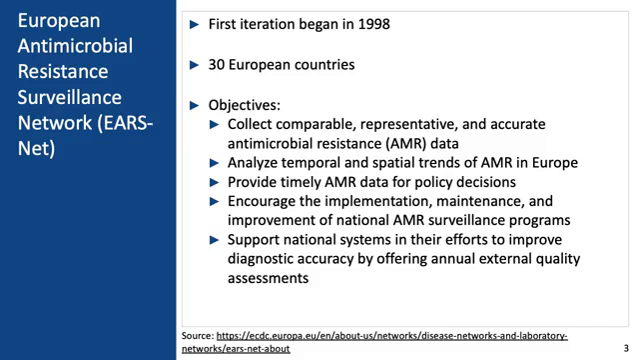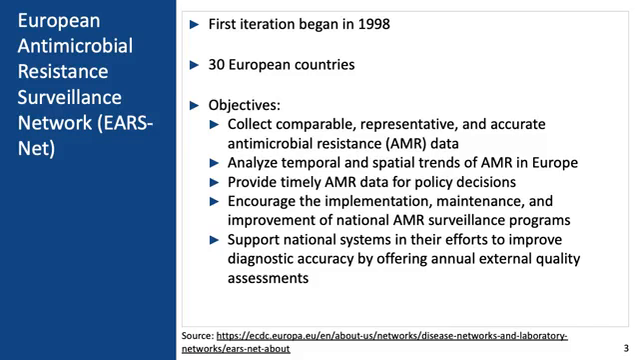So overall, the network's objectives are to collect comparable, representative, and accurate antimicrobial resistance data, to analyze temporal and spatial trends of AMR in Europe. Recall that we're interested in who is being infected, when, and where. They want to provide timely data for policy decisions. Recall that action is very important in public health surveillance.